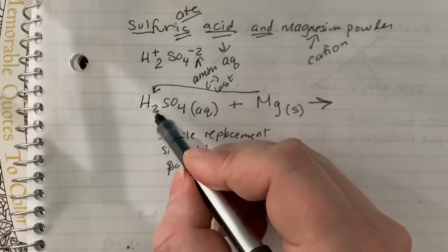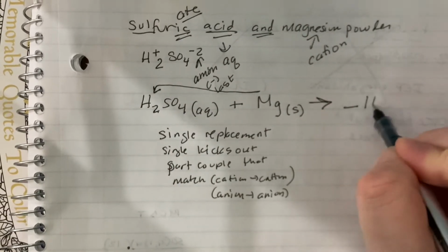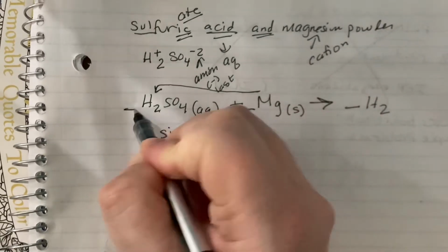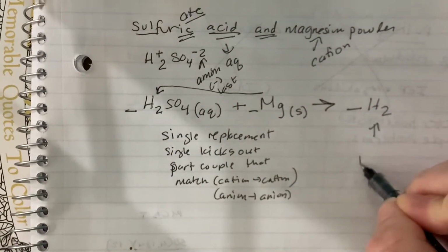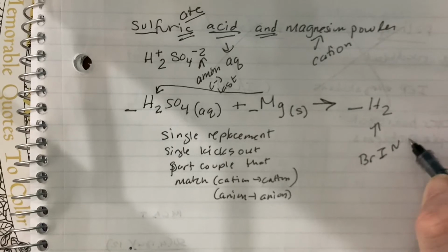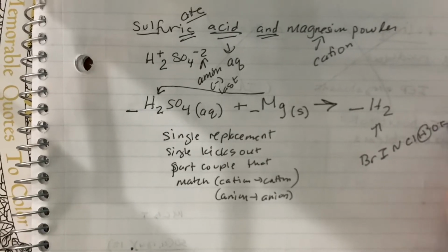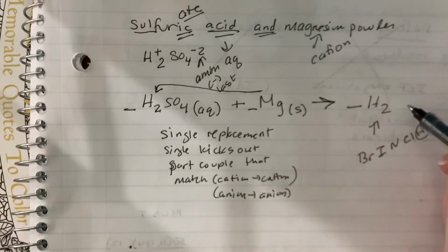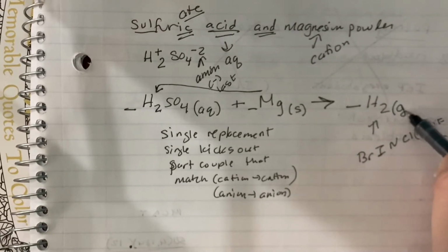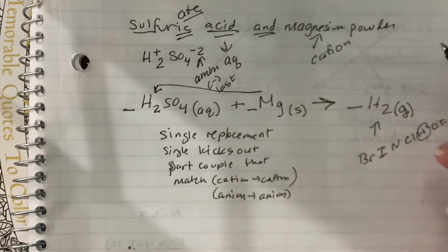So now, if hydrogen was kicked out, he's now going to be by himself. Okay, Brinkelhoff: bromine, iodine, nitrogen, chlorine, hydrogen, oxygen, and fluorine all want their twin when they're by themselves. We know H2 is a gas because most diatomics are gases.